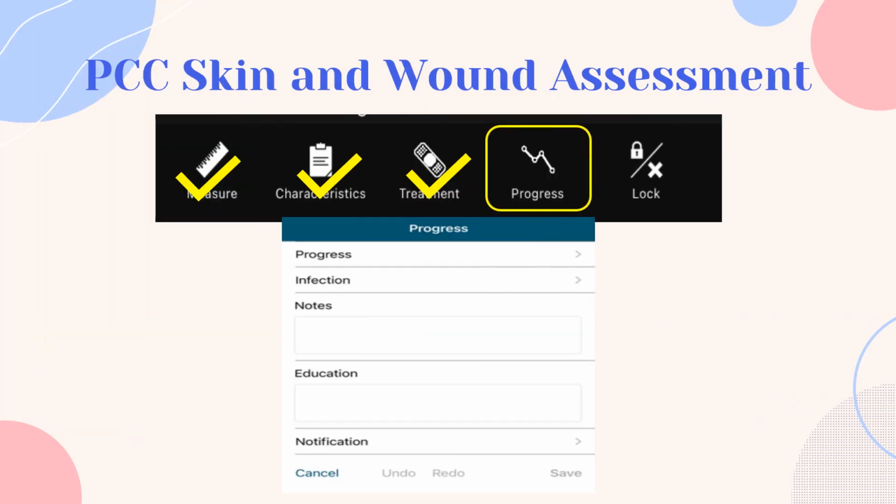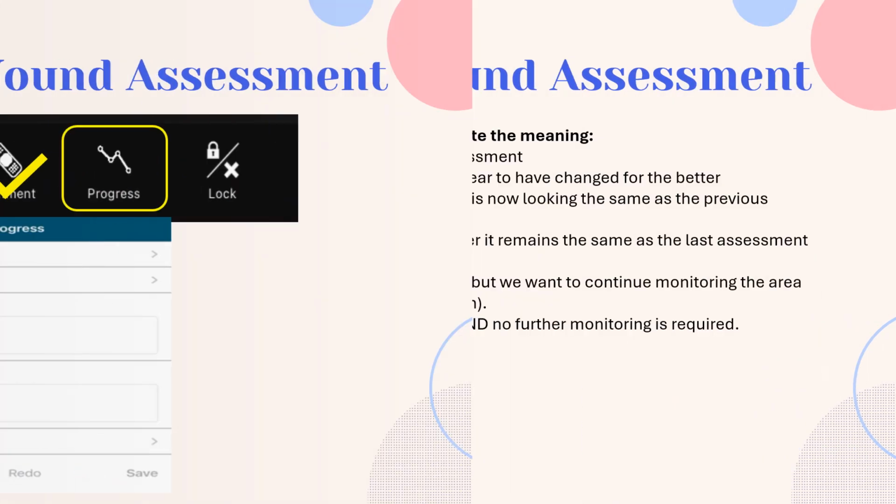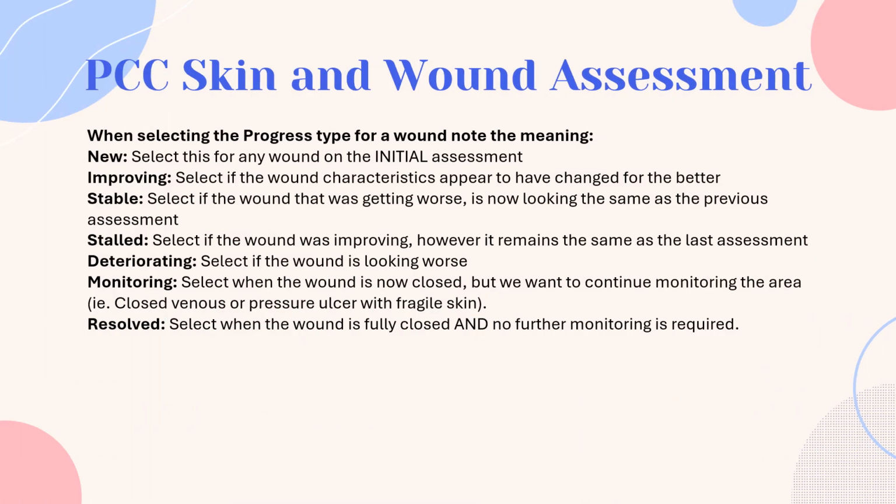Now enter the progress of the wound. When selecting the progress type of a wound, please note the meaning. New. Select this for any wound on the initial assessment. Improving. Select if the wound characteristics appear to have changed for the better. Stable. Select if the wound that was getting worse is now looking the same as the previous assessment. Stalled. Select if the wound was improving, however, it remains the same as the last assessment.